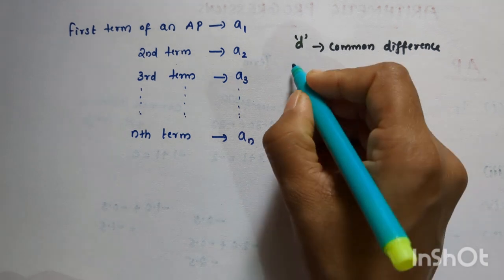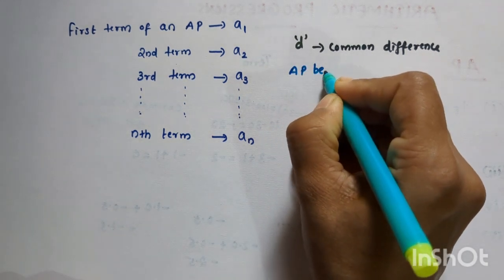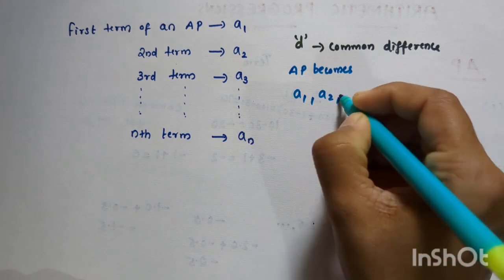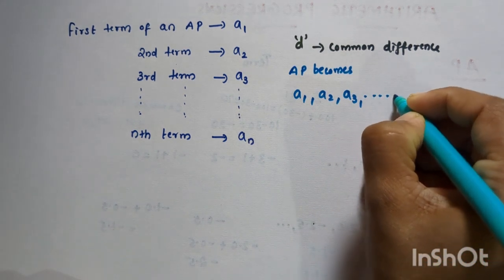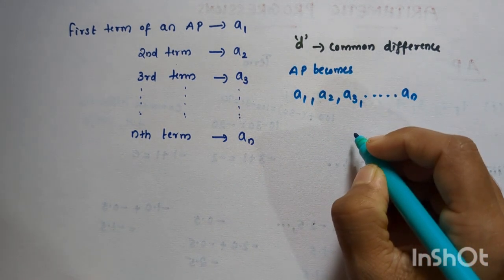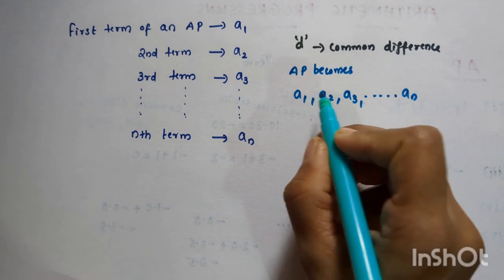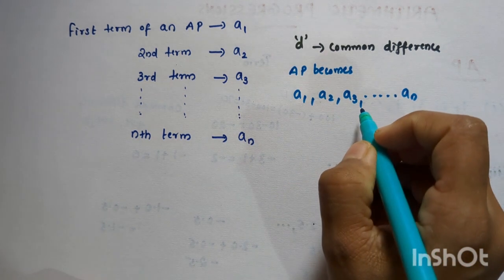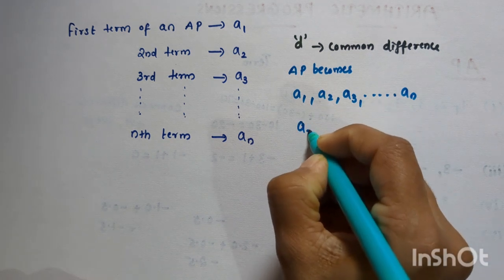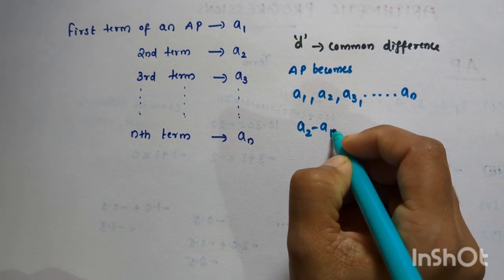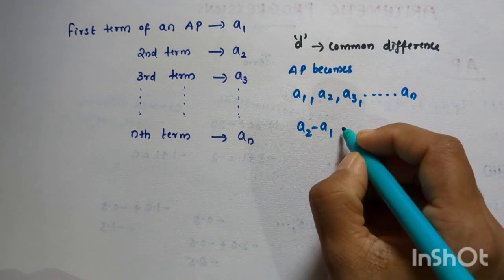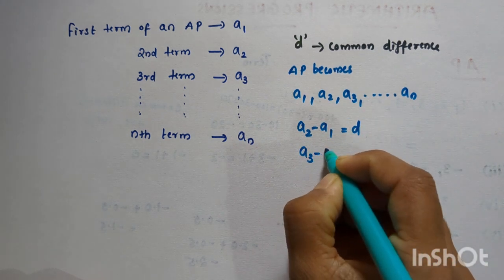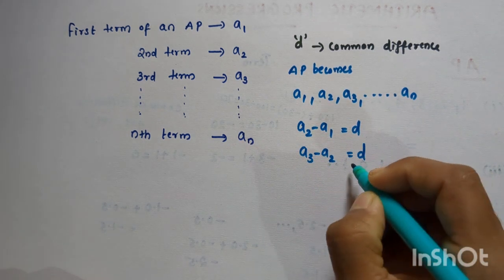Then this AP becomes A1, A2, A3, etc., An. There will be n terms. And A2 minus A1, that will be equal to what? That will be the common difference d. Similarly, A3 minus A2 will be the common difference d.